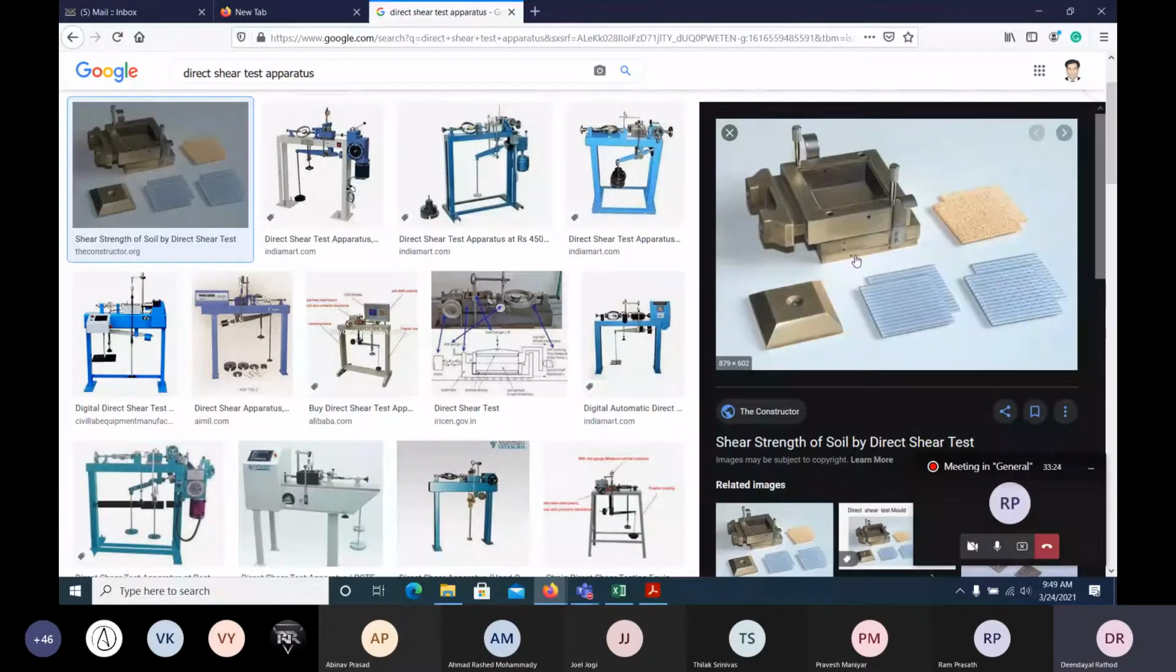Now what I'm trying to tell you is we will conduct some tests in the laboratory for finding the shear strength of a soil. Why do we have to find the shear strength? Because that is the only strength soil will have. So if the soil has more shear strength, it will resist more load. We can go for a multi-story building on that soil. So which soil will have more shear strength?